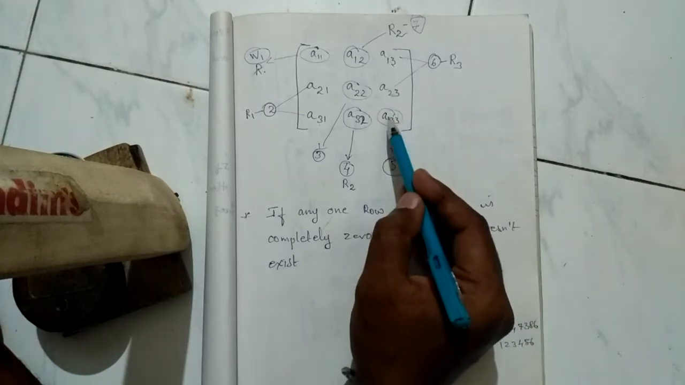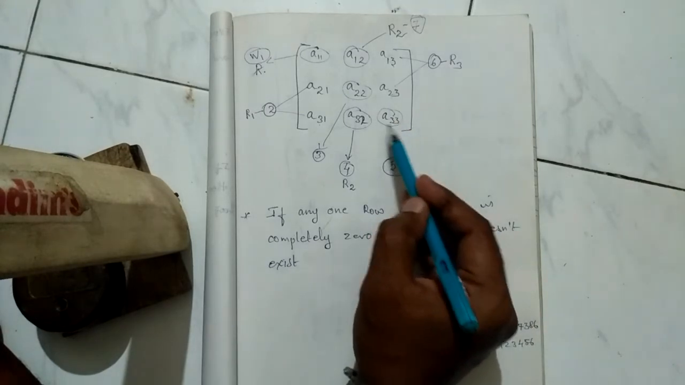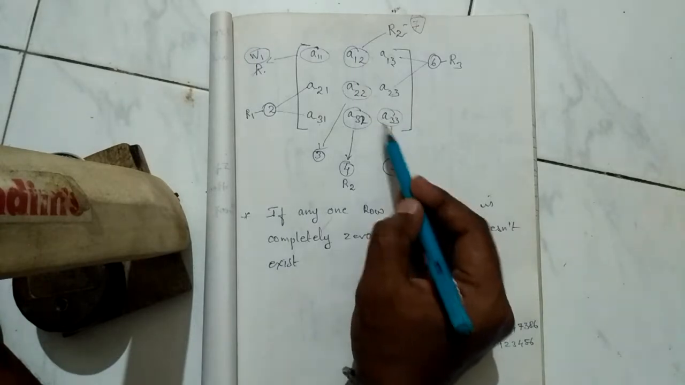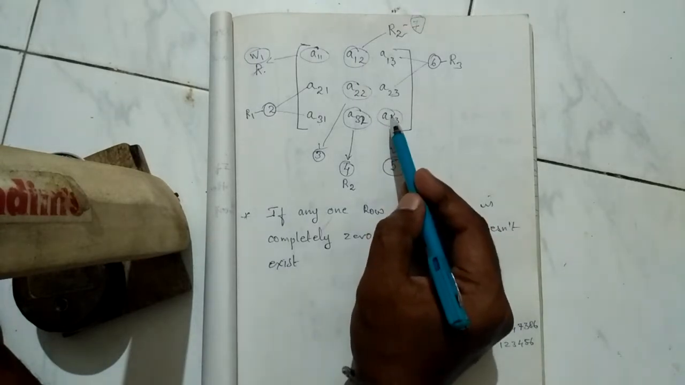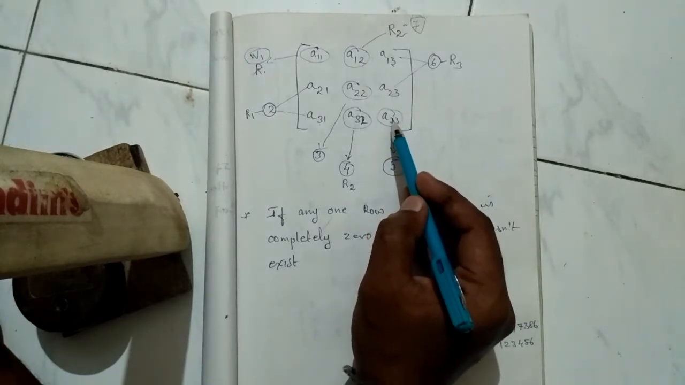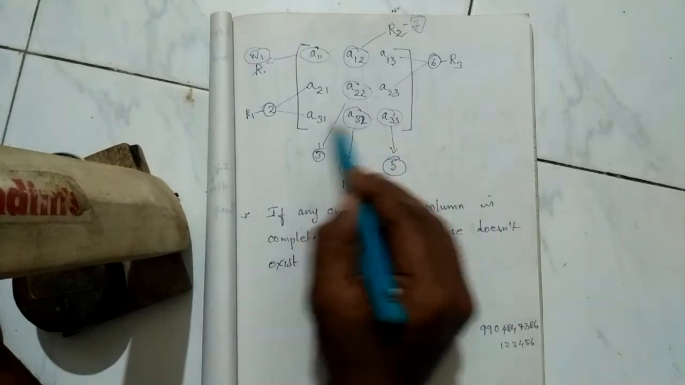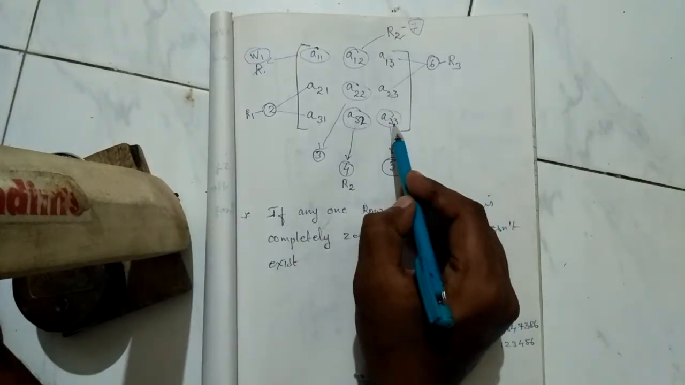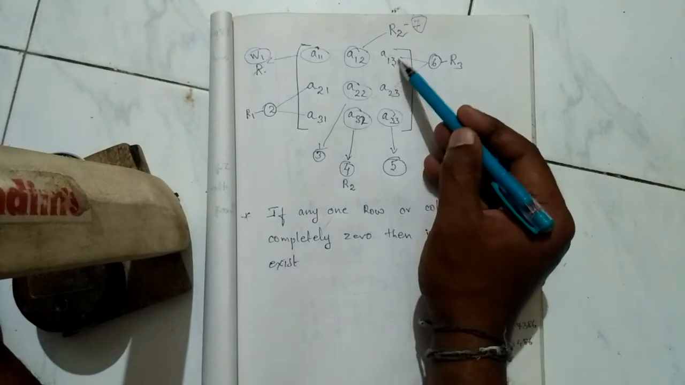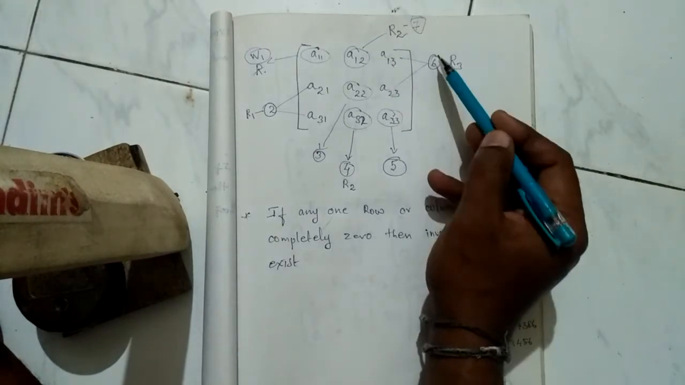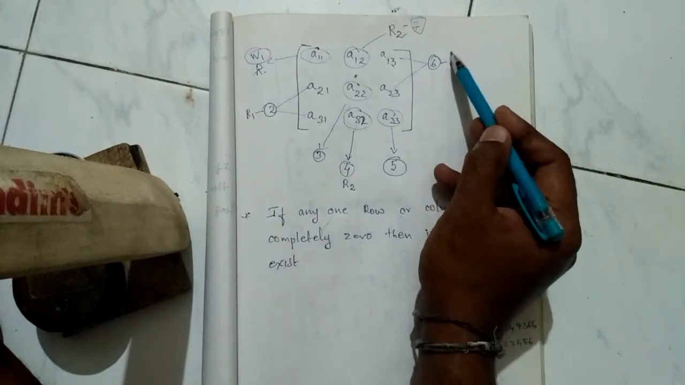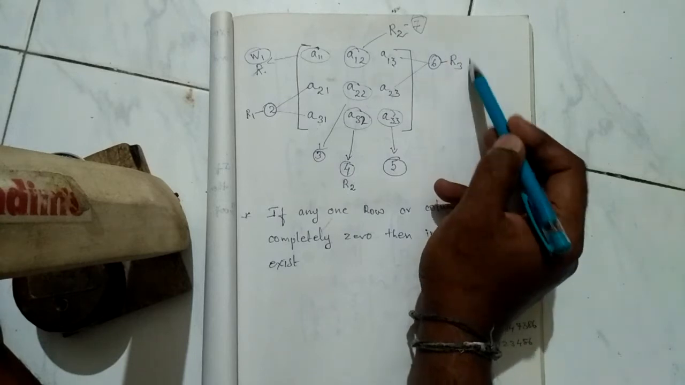How to make it 1 is you can divide, as I told you. If this element is 6, and you want to make it 1, you have to divide throughout this row by 6 so that it becomes 1. And then next, make these two elements 0. That is your work number 6, and for that make use of row 3.